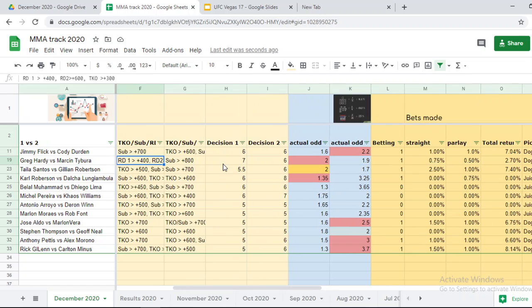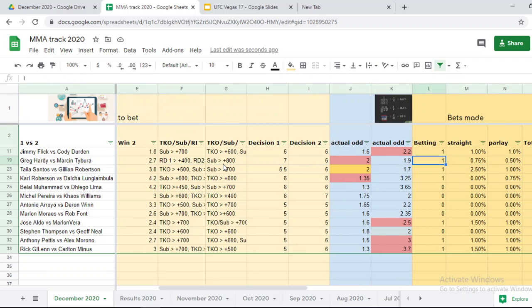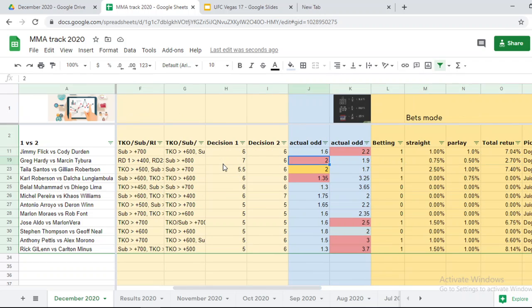So again, real quick now, this is Greg Hardy versus Marcin Tybura. I would be betting Hardy in the range of plus 130 and Tybura at plus 170. So obviously I have Hardy winning this fight. And I would be considering prop bets if I can get Hardy in round 1 at plus 400, in round 2 at plus 600, or by TKO at plus 300. These are all prop bets that I would be doing if I can find those lines. It doesn't mean that I found those lines.